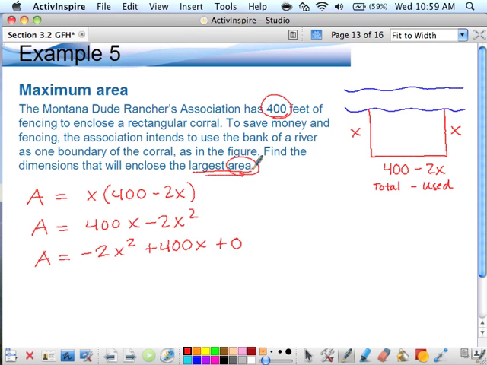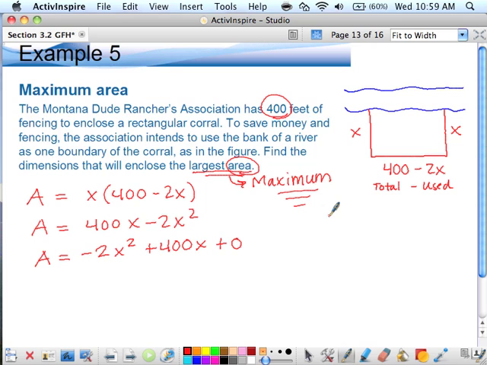Once we have it written out in the general form of a quadratic equation, we need to know what point we are interested in here. We are looking for the point that will provide us the largest area. Another way to say largest is maximum. With a quadratic, the word maximum should make you immediately think about what point? The vertex. That's the point you are always going to be interested in. Anytime you're trying to maximize or minimize something, you want to find the vertex.